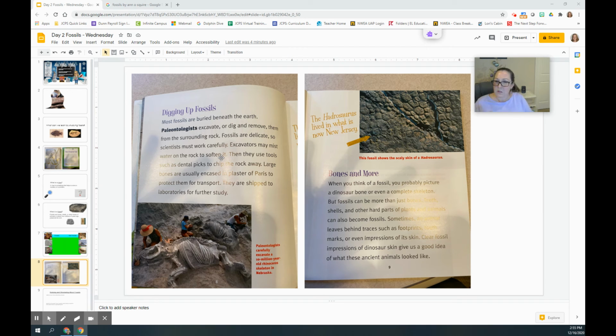Okay, so what was that page mostly about? It was about how paleontologists get the fossils out of the rocks, right? How they dig them up. Look at that. That's the title. Digging up fossils. That's why we always read that title.